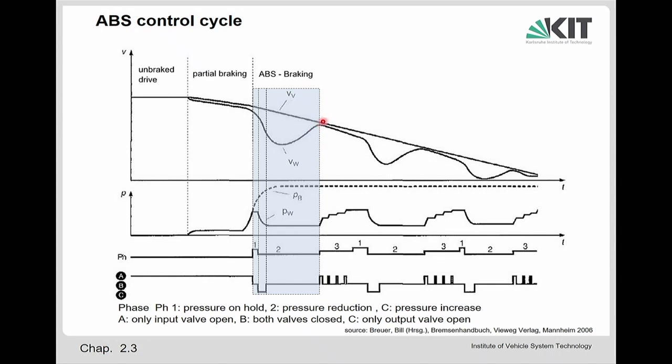And then the slip is measured again, and we see that now the slip is pretty small. So the wheel has almost the same speed as the vehicle. That means we are not making good use of the braking force potential which could be provided by the wheel. So we need to increase the slip again.